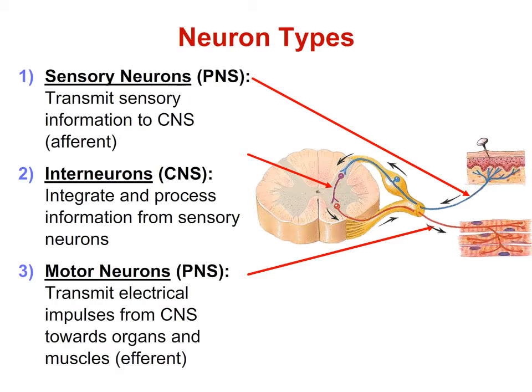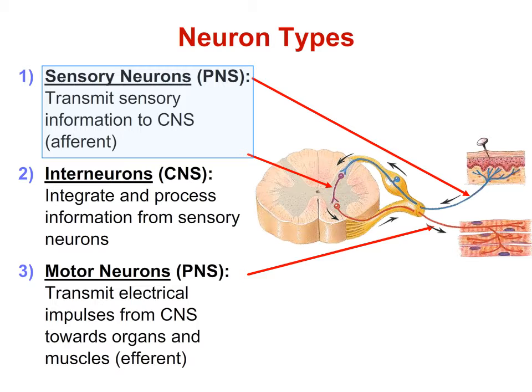So we can classify neurons in a few different ways. First of all, we can classify them based on their function. And based on their function, there's three different types of neurons: sensory neurons, interneurons, and motor neurons. So sensory neurons are neurons that carry information from the external environment, that is from the skin, from the nose, from the eyes, to the central nervous system, the brain and spinal cord.